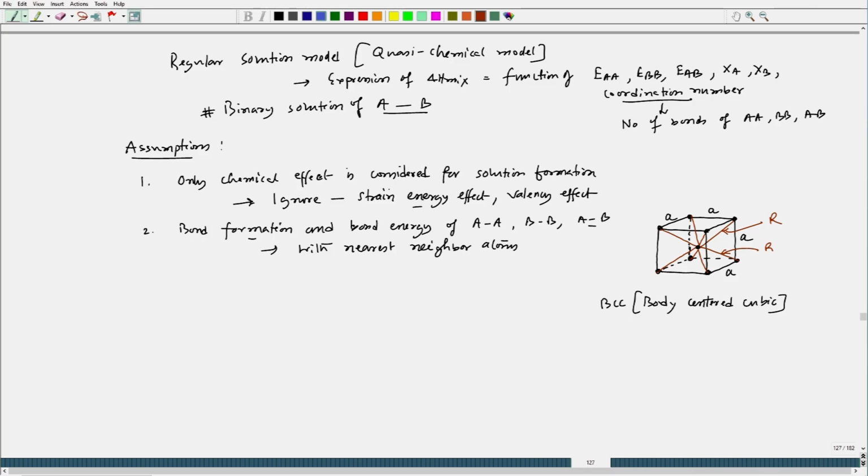Now, if I try to look at another body center, let me draw another body center. So, let us say on this side there will be another body centered cell.